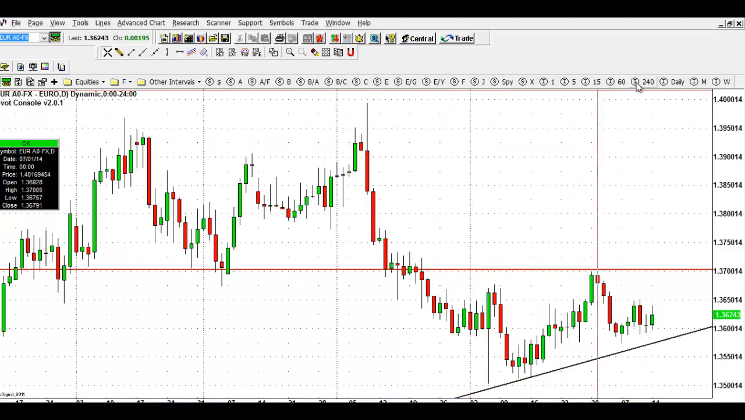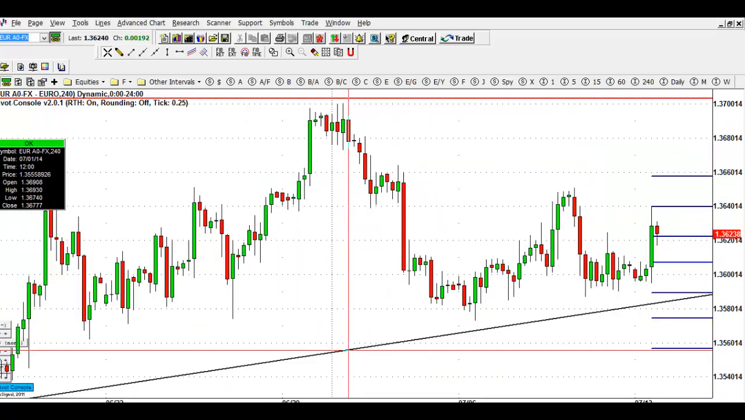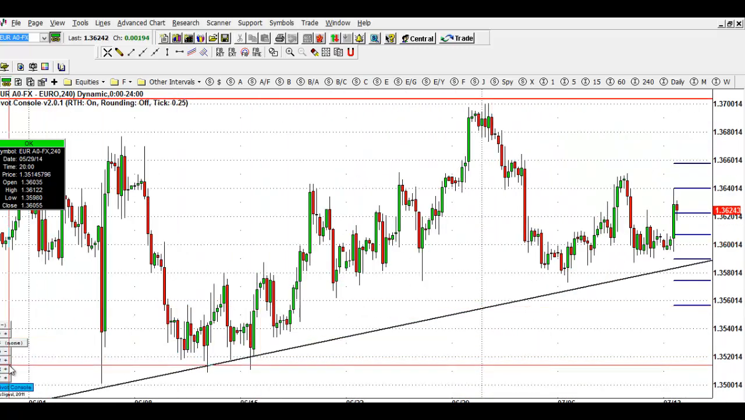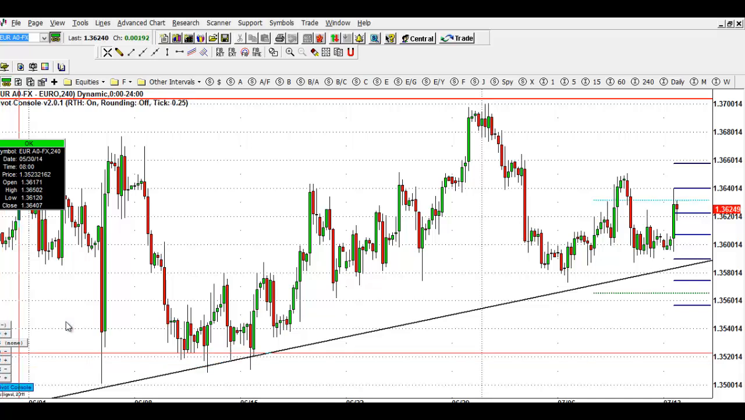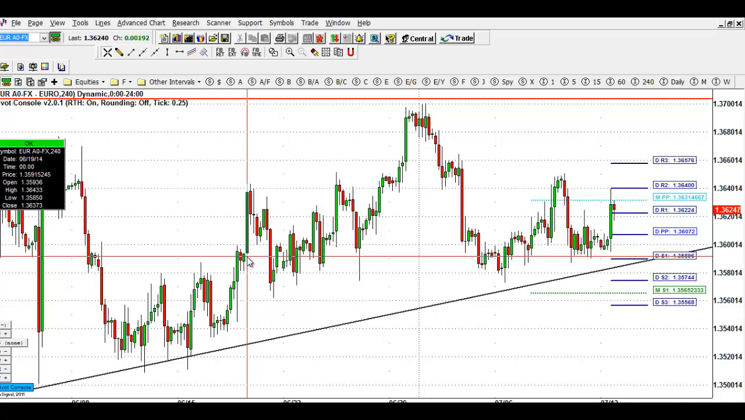On the downside, going to the 4-hour chart, we have a monthly pivot point at 135.65. We have a monthly pivot point right here. So the market could come down and test this monthly pivot point at 135.65, which will also be close enough to this trend line. So that's what we have to keep an eye out for on the downside.